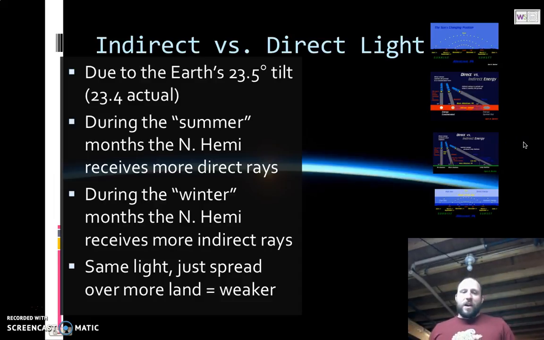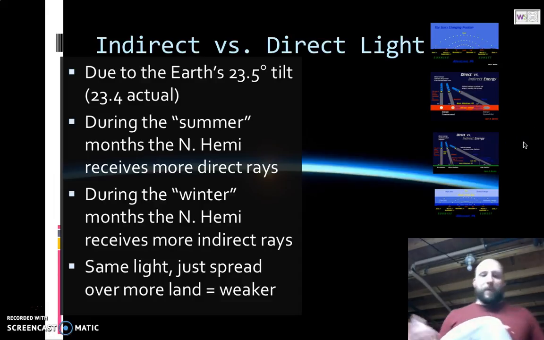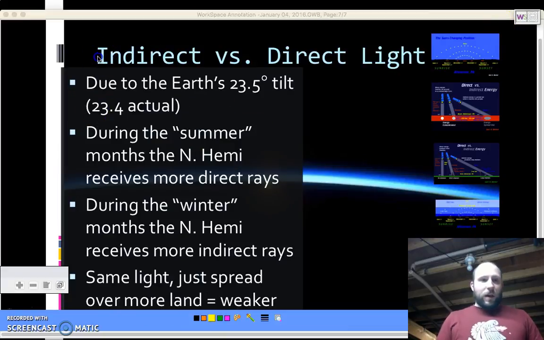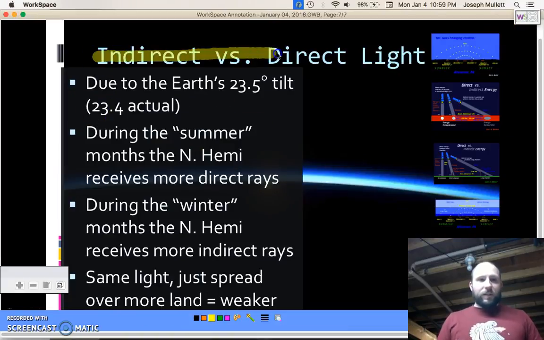Here we go. We have a topic. This one is for your notes. So, to your notebook, let's go with indirect versus direct light.